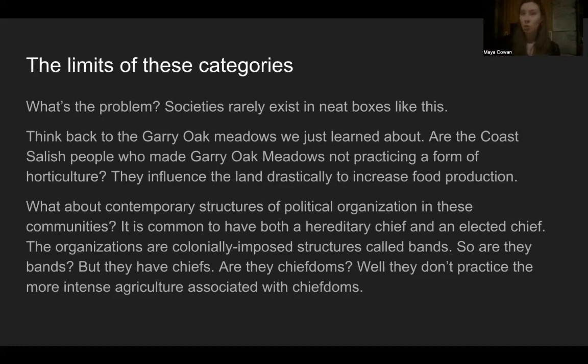So are we going to argue that all of these Coast Salish groups are bands? Because that's what our government likes to call them, but many of them have chiefs, many of them have two chiefs. So are they chiefdoms?